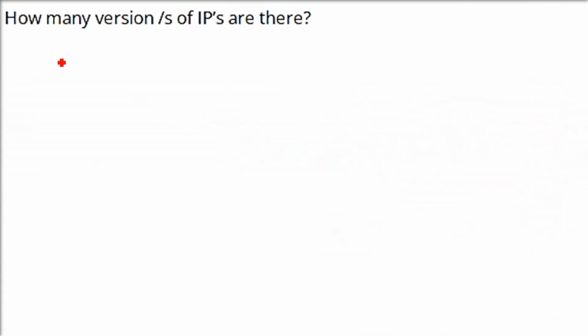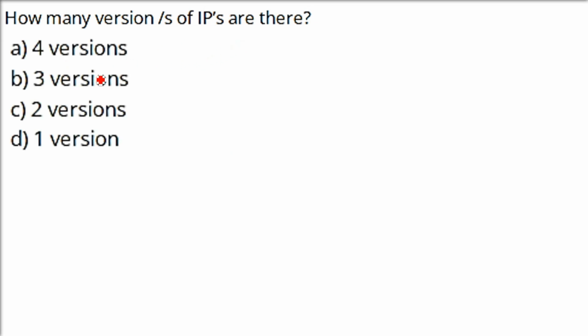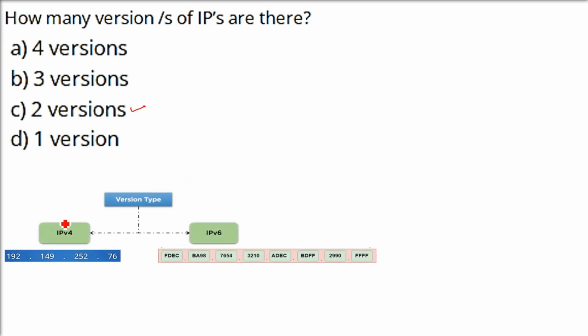How many versions of IPs are there? See, the IP addressing scheme is to implement the Internet Protocol basically. So there are two versions. One is IPv4. The other one is IPv6. Internet Protocol version 4 or Internet Protocol version 6.